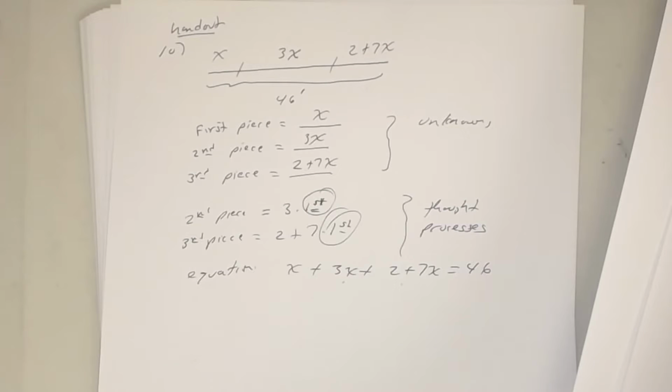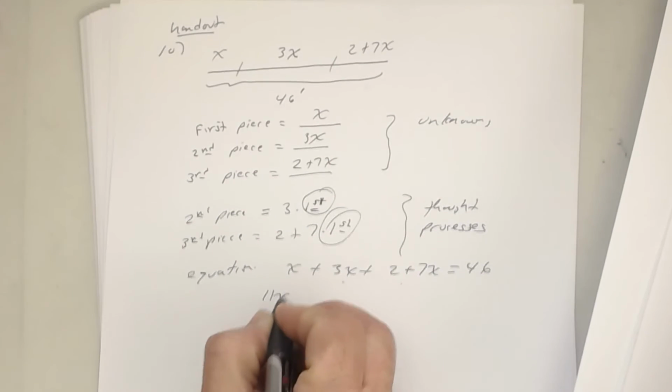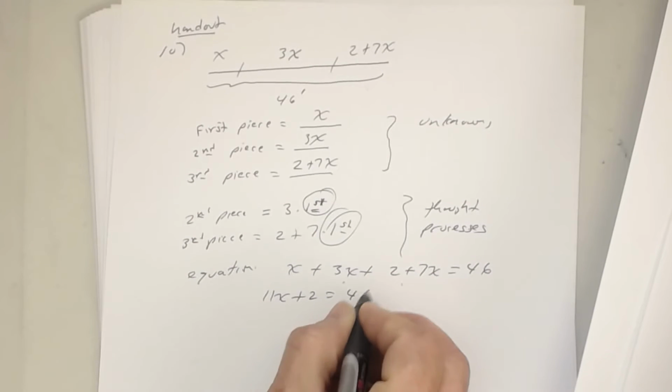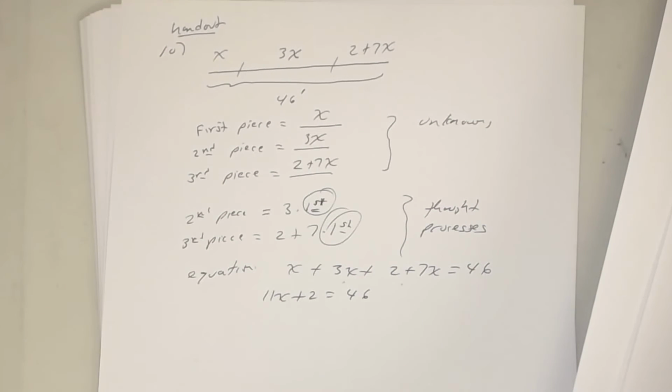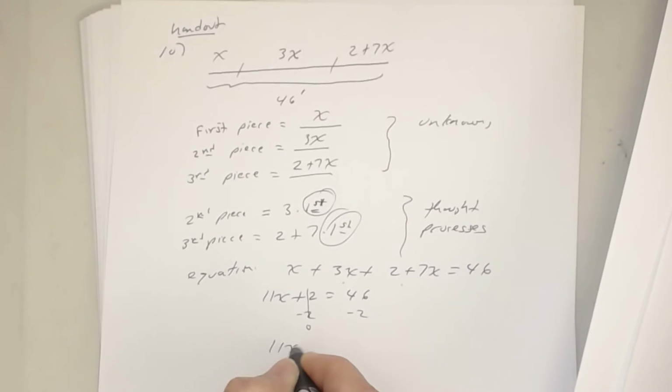So now we combine like terms, and the rest is easy. The rest is something you did since day 1 or 2. So combine like terms. So what's that? 11X plus 2 equals 46. Subtract 2. So it's 11X equals 44.